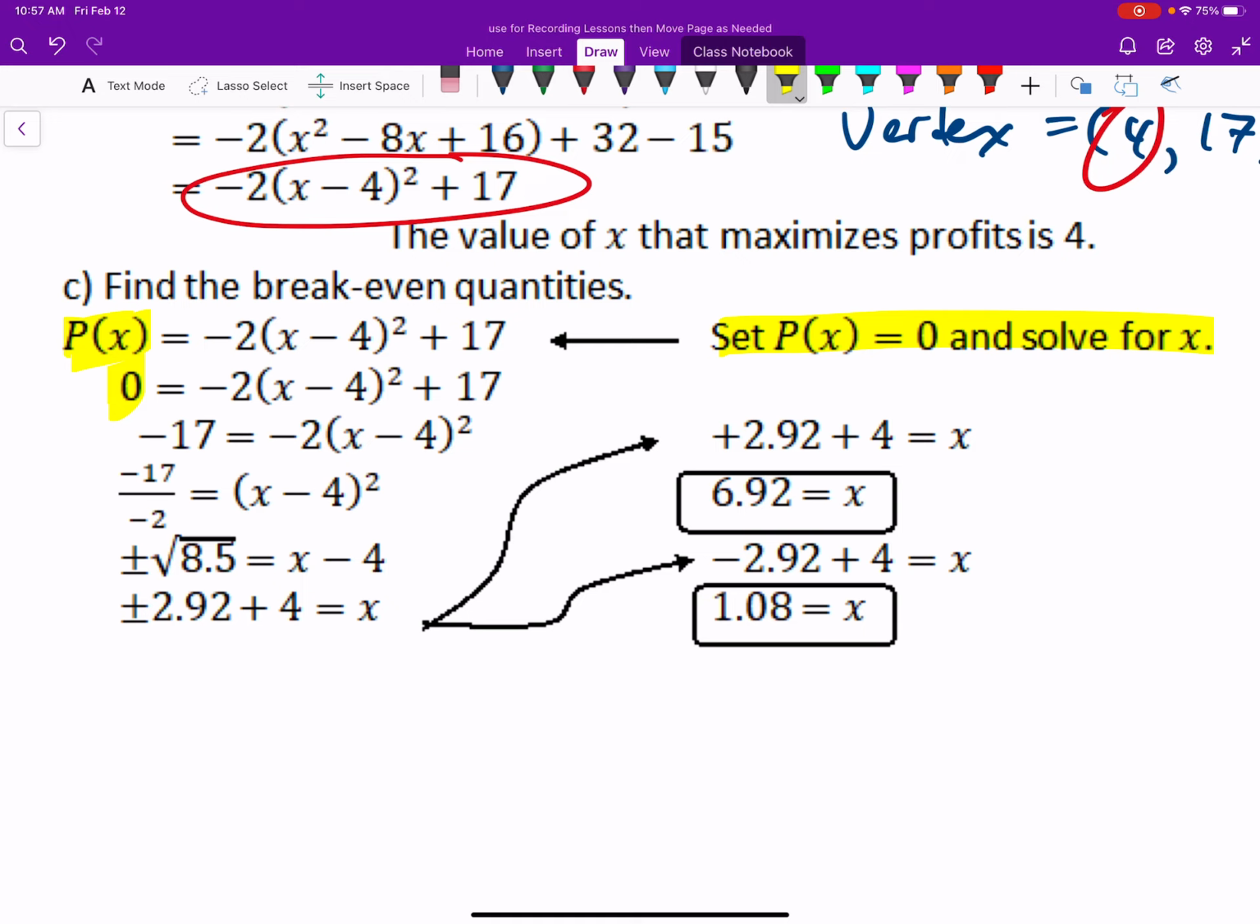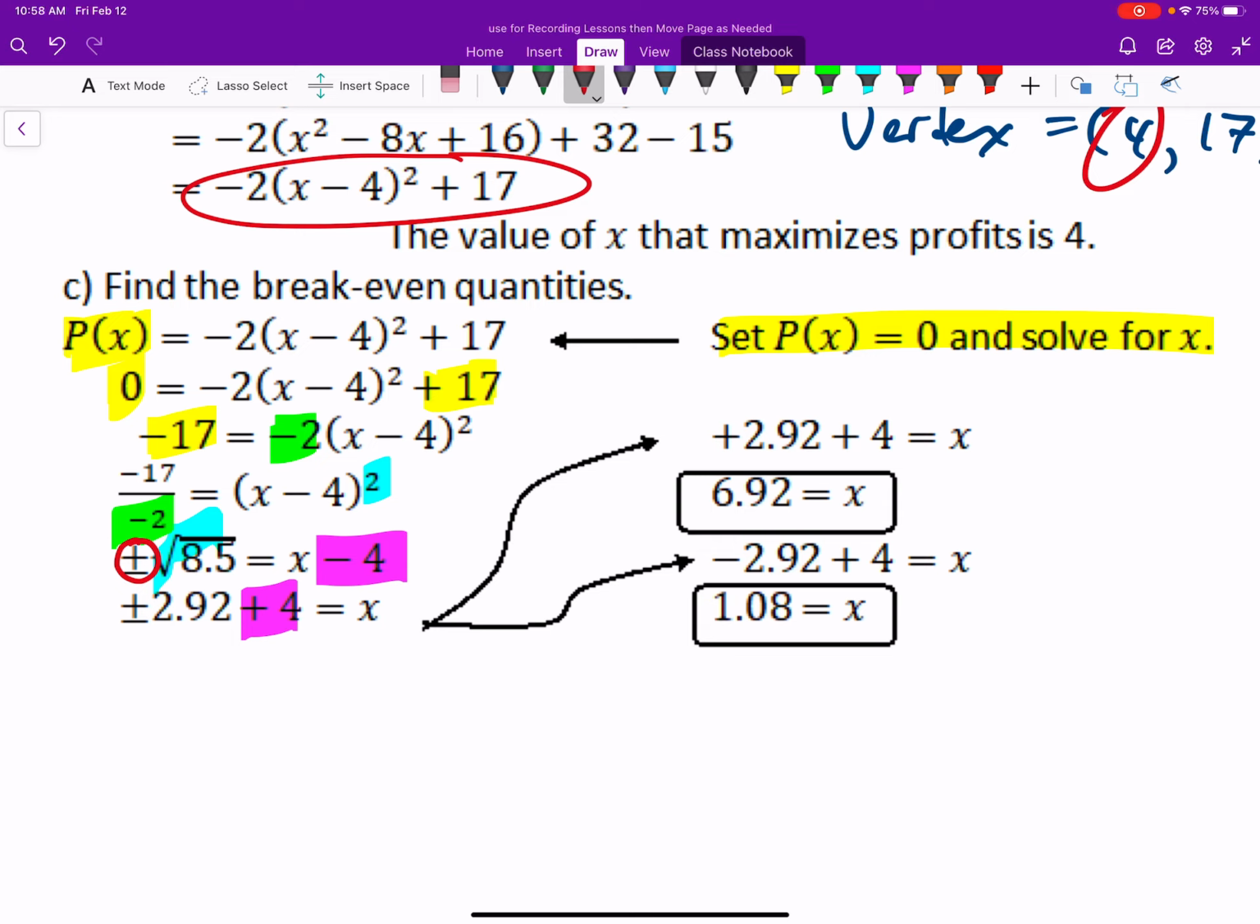So first I'm going to subtract 17 from both sides. Then I'm going to divide both sides by negative 2. Then I'm going to take the square root of each side to get rid of this squared here. And then I'm going to add 4 to each side. When I took the square root, I just need to point out that we got a positive and a negative answer.